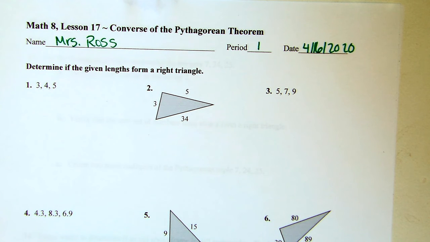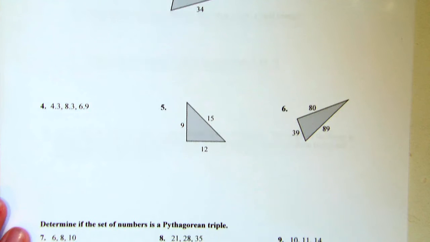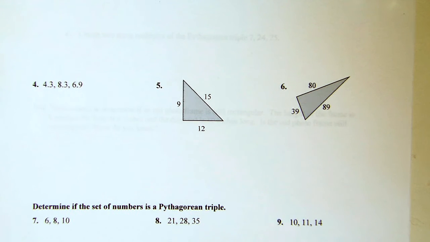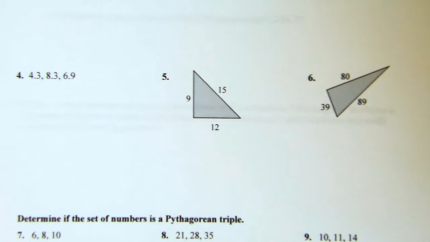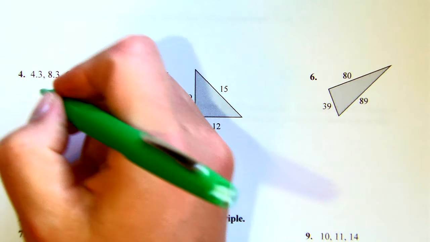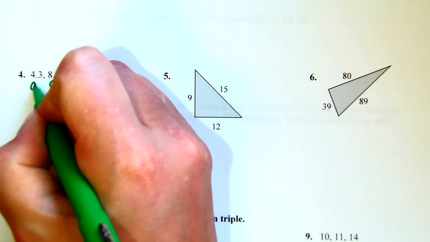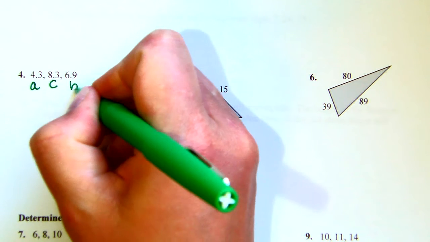So, starting out here, I'm going to first begin by determining which of these numbers is my hypotenuse. I'm going to go ahead and start out on number 4. For number 4, I have 4.3, I have 8.3, and I have 6.9. Once again, I'm going to identify what is my hypotenuse first, and that hypotenuse is always the largest number. So I'm going to put a C underneath the 8.3. Now, I can use either number, the 4.3 or the 6.9, for my A. I'm just going to put the A under the 4.3, and I'm going to put the B under the 6.9.